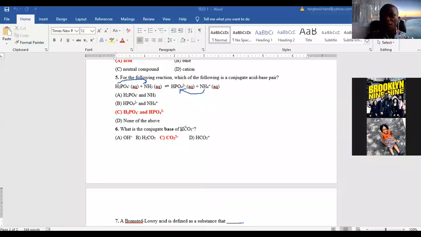So the question you ask yourself is, as an acid, what do they do? They donate a proton. So if the bicarbonate ion donates a proton, what will be left? What will become of it? Once it donates a proton, it will be left with the carbonate ion, CO3 2 minus. So it makes C the answer.